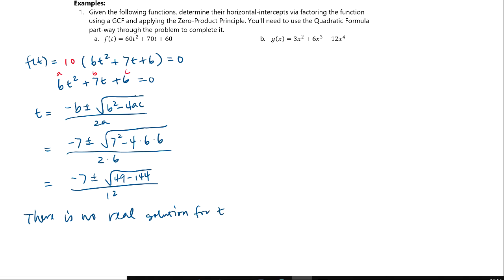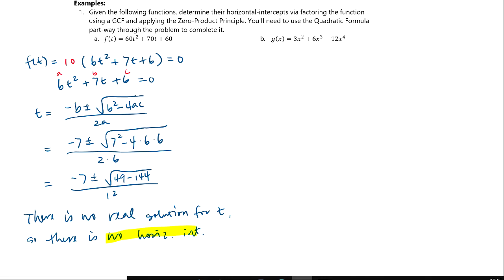And therefore, there is no x-intercept at all. It doesn't produce any result. No horizontal intercept or t-intercept in this case. And that would be our conclusion.